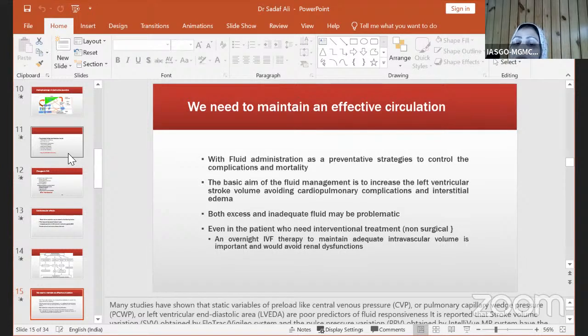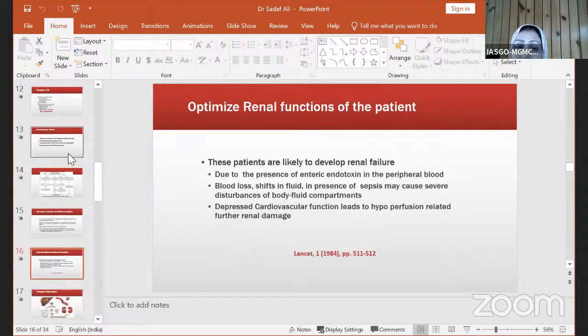Even in patients who need interventional treatment, as little as clearing up of a CBD stone or one or two single stones, an overnight fluid therapy would maintain an adequate vascular volume and would avoid renal dysfunction formation.